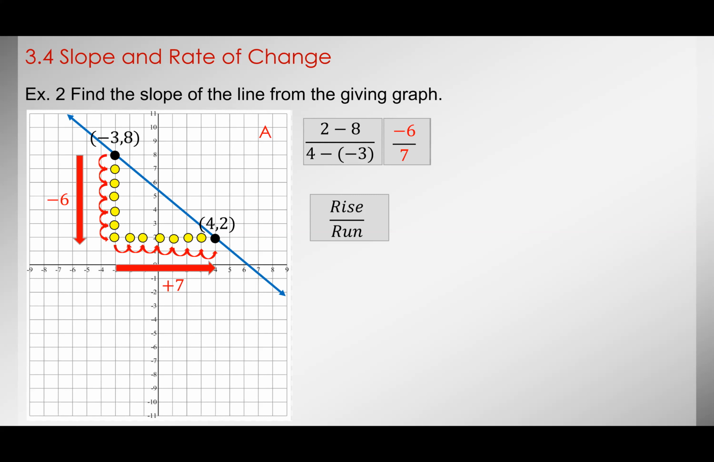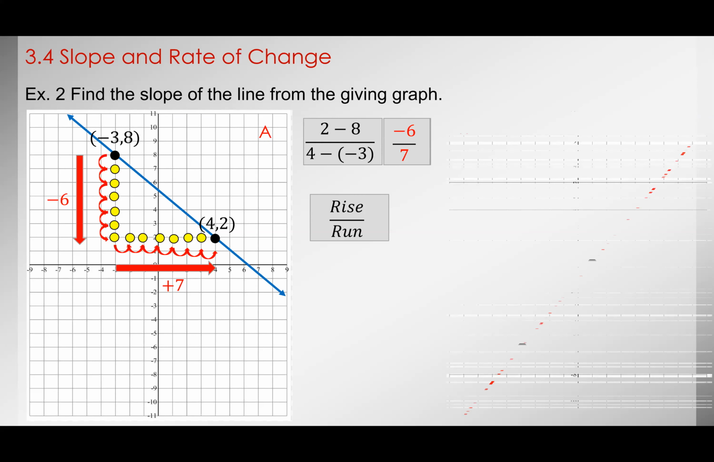It's the same as plugging into your formula. 2 minus 8 will give me -6. A negative and negative become a positive, so 4 plus 3 will give me 7. Regardless of how you do it, you have negative 6 over 7, which is a negative slope. We identified a negative slope in the beginning, from left to right, decreasing. So, question with this problem, or the first item A here.